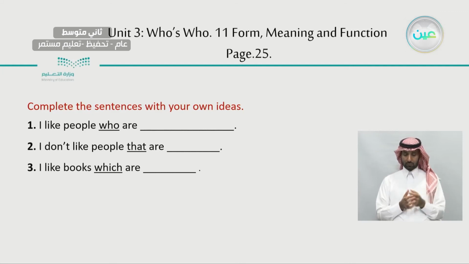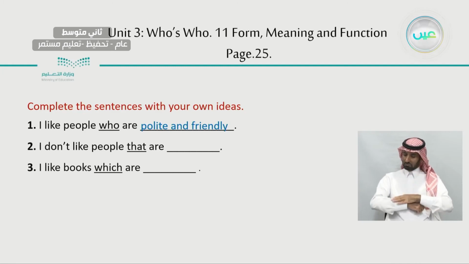Number one, I like people who are. So, I like people who are. We're talking about the people. How can we describe the people? What do you like about people? We can say, I like people who are polite and friendly. Qualities about people, right? Number two, I don't like people that are, a quality that you don't like.